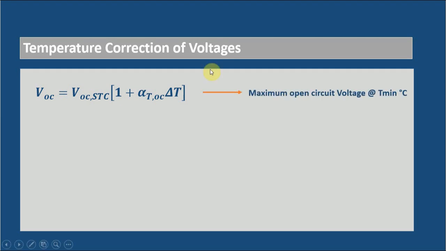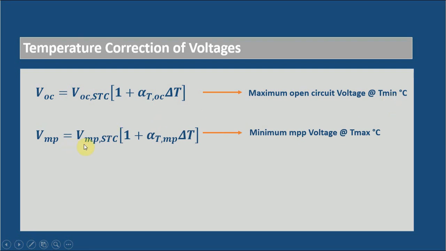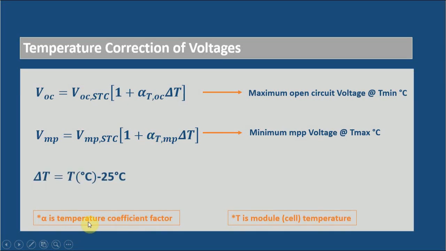We use this equation to correct the open circuit voltage at the lowest expected temperature, and we use this equation to correct at a maximum expected temperature, where alpha is the temperature coefficient factor, and delta T is the temperature difference between the cell temperature minus 25 degrees, which represents the STC temperature.